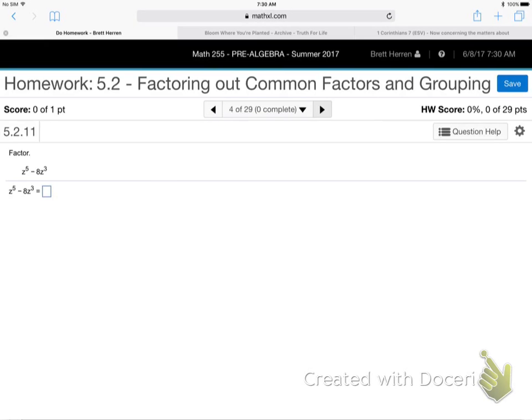All right, z to the 5th minus 8z cubed. What goes into both of those? So go ahead and do the parentheses and do something in the front and then two things on the inside with the minus sign.